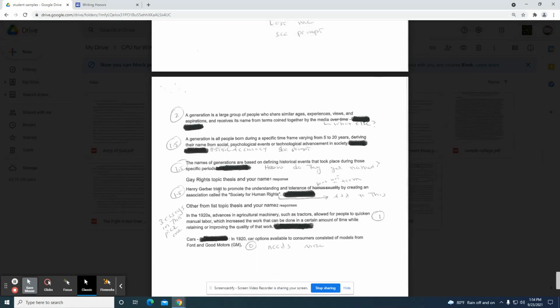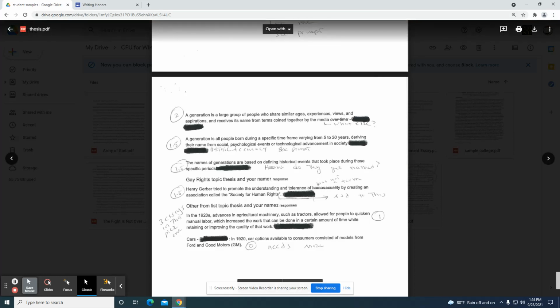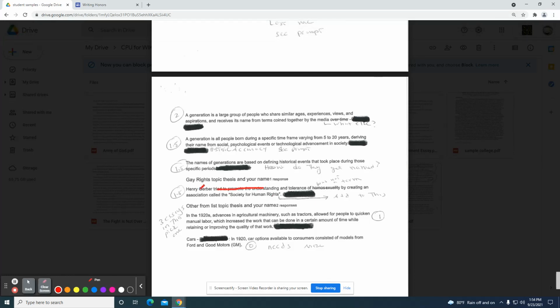Gay rights. Henry Gerber tried to promote the understanding and tolerance of homosexuality by creating an association called Society for Human Rights. Homosexuality is not a term of the time. You probably want to use the word inversion. So it's kind of similar to the other one. What exactly are you going to support here? You can break this down.